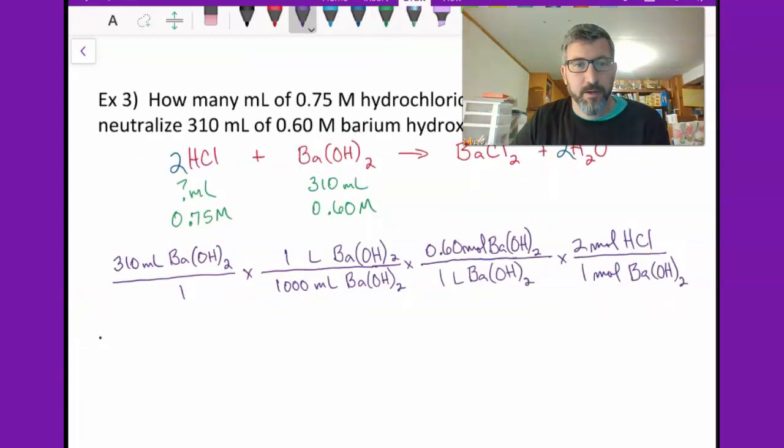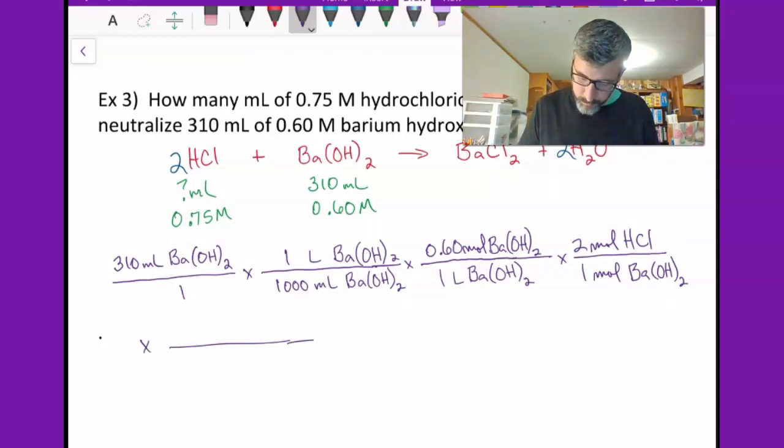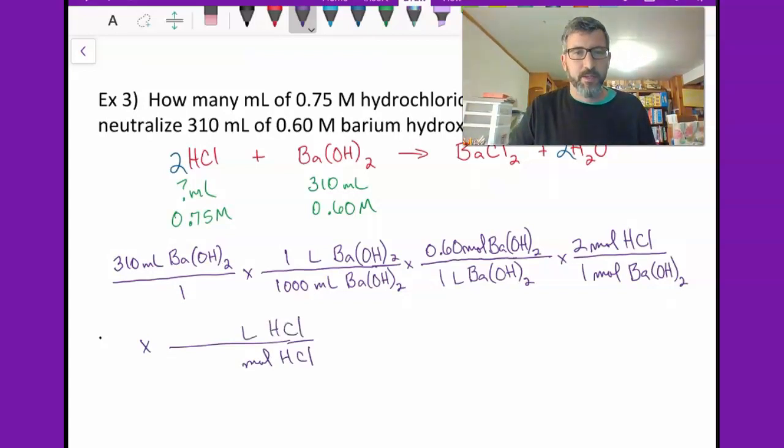Okay, so I asked you to stop there because once we get to moles of HCl, normally we would be dividing it by the liters of HCl. Well, we don't know the liters of HCl, but we do know the molarity of HCl. So we're actually going to tack on another stoichiometric step where we go from moles of HCl, which is where we are right now, to liters. And because we're given the molarity, we can just plug that in here. We're told that it's 0.75 molar HCl, so 0.75 moles per 1 liter.